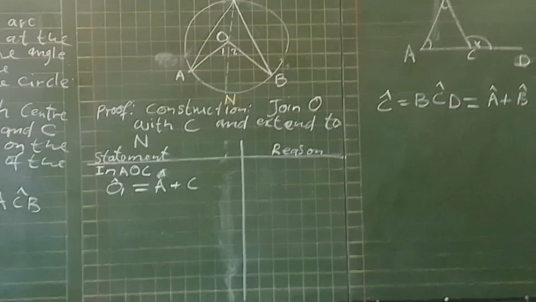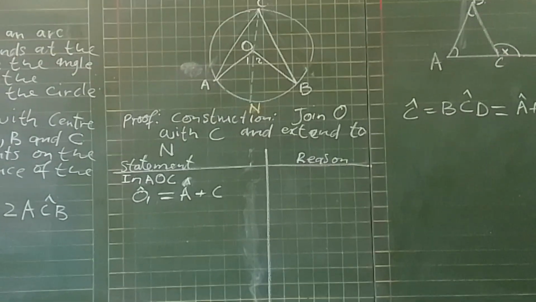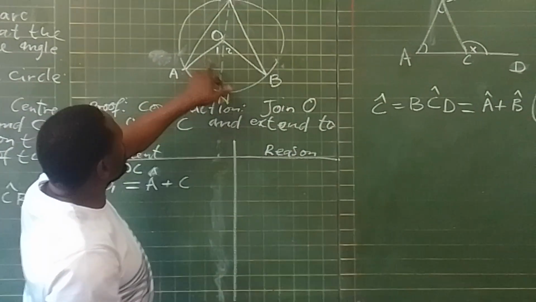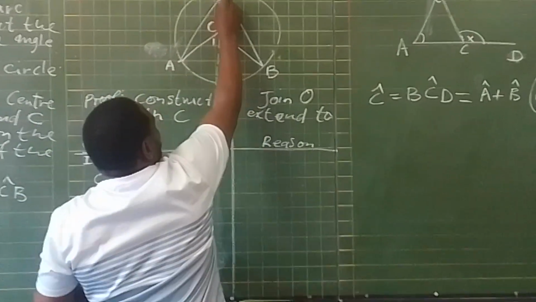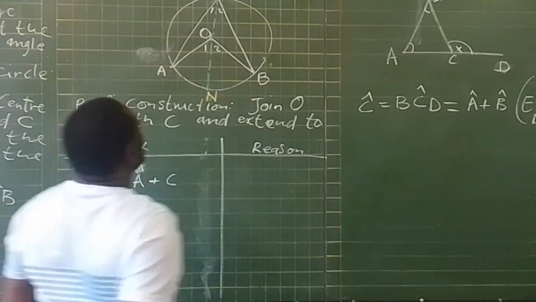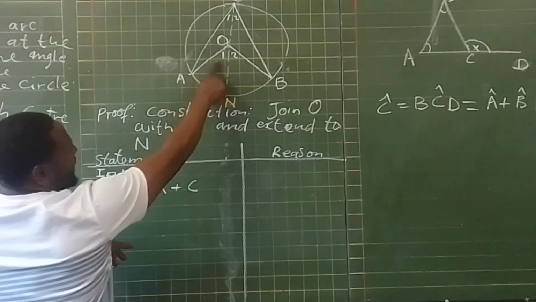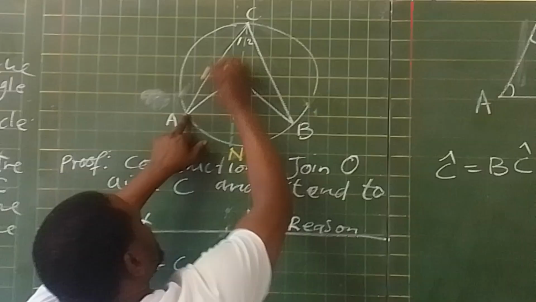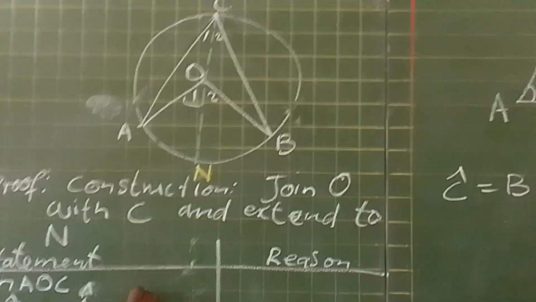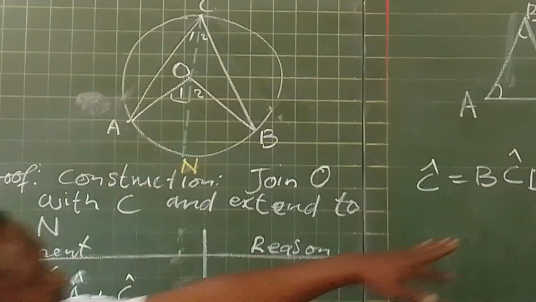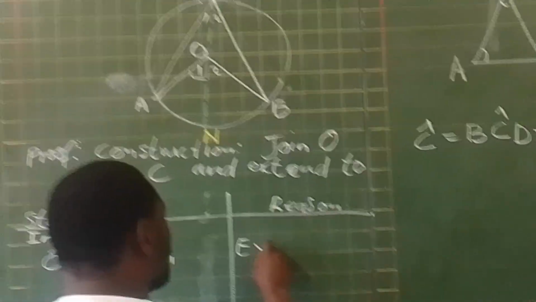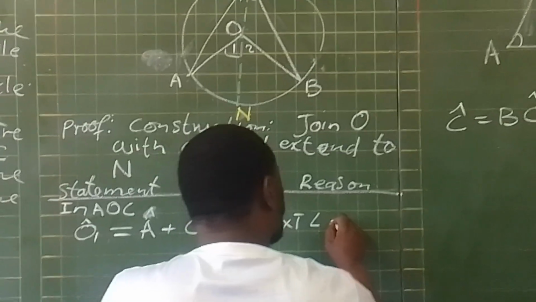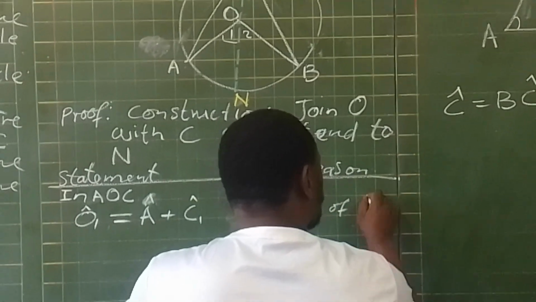Let's see, this C has compartments: O has got 1 and 2, C has got 1 and 2. Now we say angle O1, this one, is equal to this angle plus that angle, C1. The reason is the same as exterior angle of triangle.